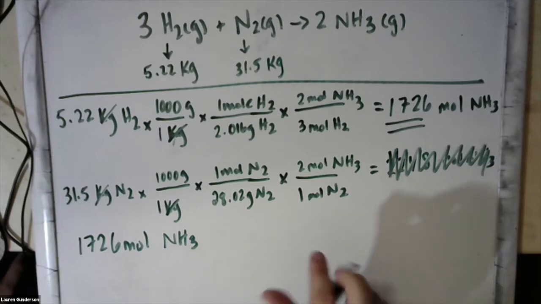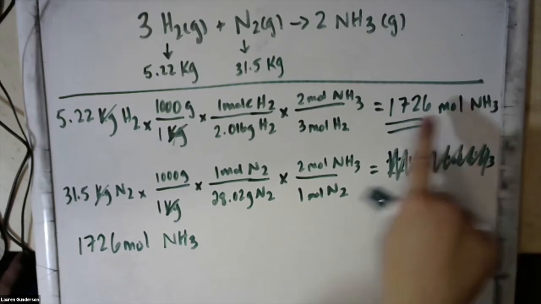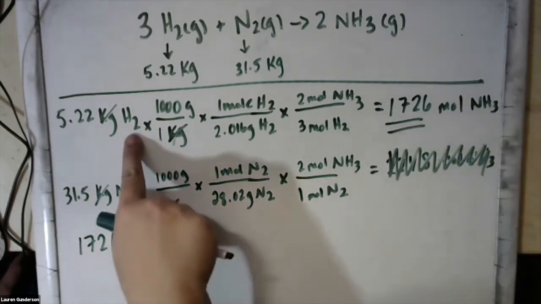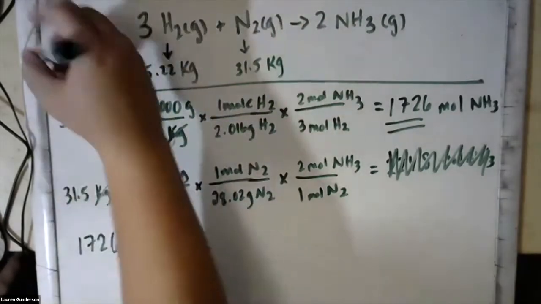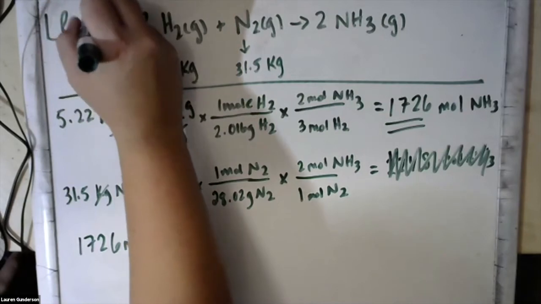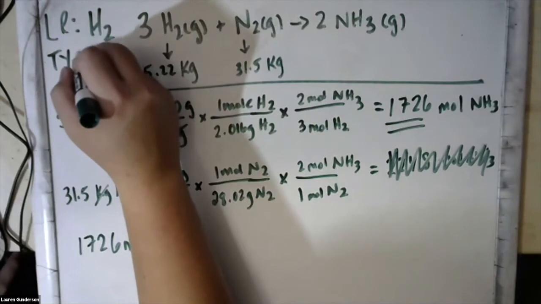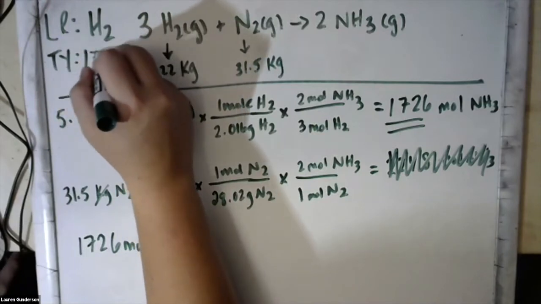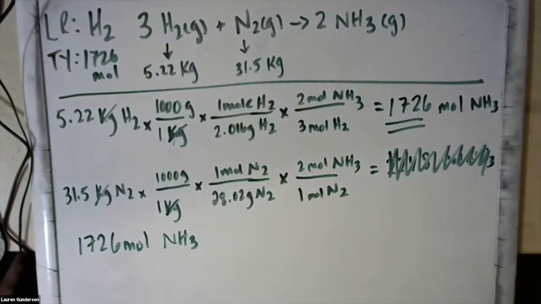Well, we've already decided that our theoretical yield was 1,726 moles of ammonia. The reactant that produced our theoretical yield is hydrogen. Hydrogen must be our limiting reactant. Let's keep track of this up here. The limiting reactant is hydrogen, and our theoretical yield is 1726 moles. That means our excess reactant is nitrogen.